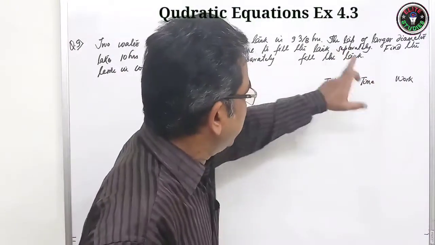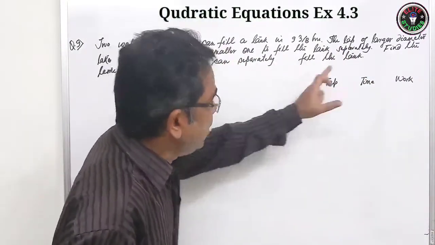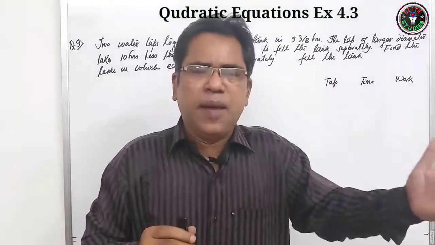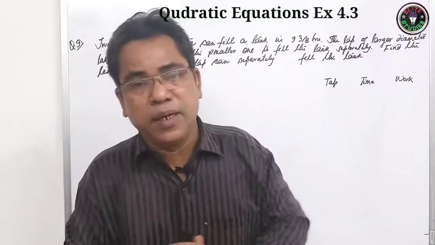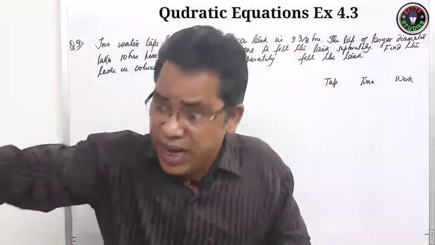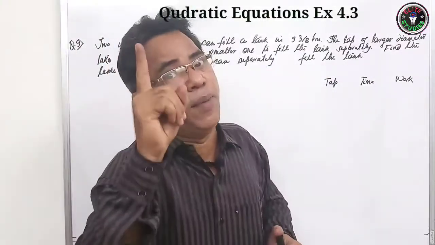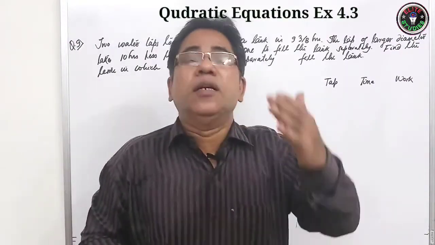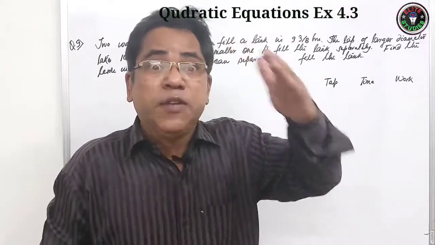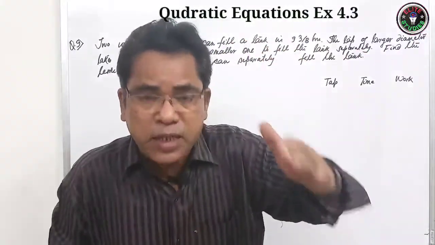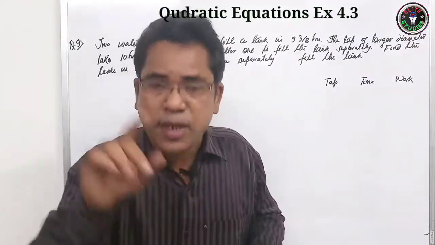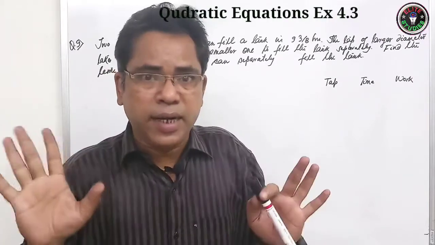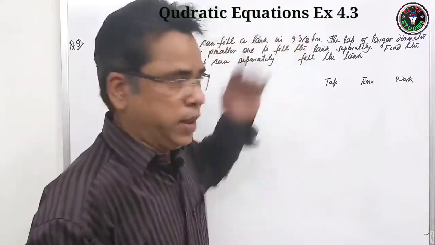Now here, what is the work? You have to see what the work is. Work is to fill the tank. So whatever the diameter, whether larger or smaller, if the tap fills the tank, then work done by that tap will be taken as 1. If the tap fills 50% of the tank, then work done will be said as half. Clear? Now let us proceed.